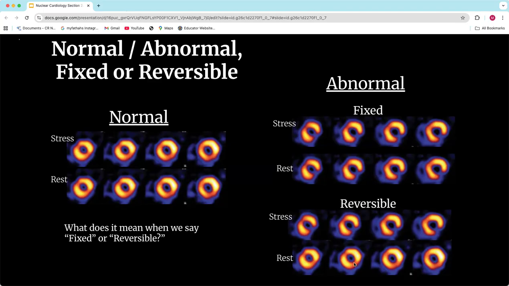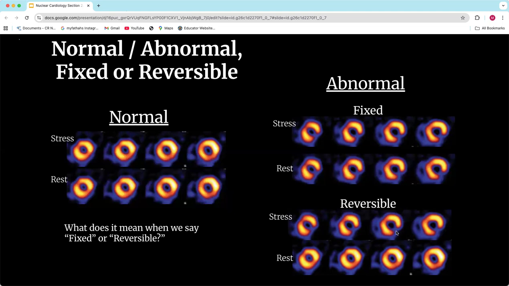If we have a defect on the stress and it's not there on the rest, then it's been reversed. Now that doesn't make sense when you go to protocols with cardiolite, because we usually do a rest first. If this were cardiolite, we would have done the rest first and we would have been like, oh, looks good, now let's stress them and see if there's an area. And to say that it was reversible when you're looking at cardiolite is confusing, because you're like, well, wait, I didn't reverse. I got rid of some of the blood flow.